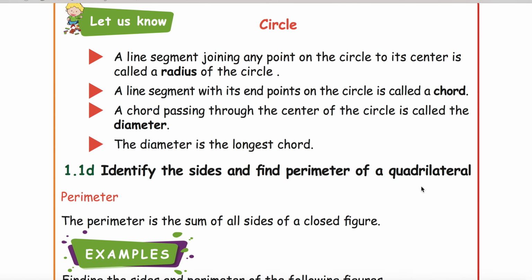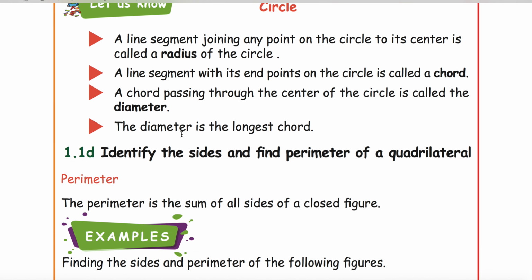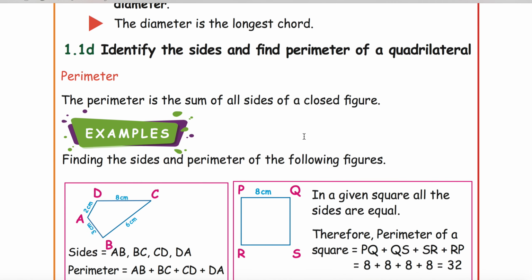A line segment joining any point on the circle to its center is called the radius. A line segment with its endpoints on the circle is called a chord. A chord passing through the center of the circle is called the diameter. When a chord passes through the center of the circle, it eventually becomes the diameter. That you can check. The diameter is the longest chord.